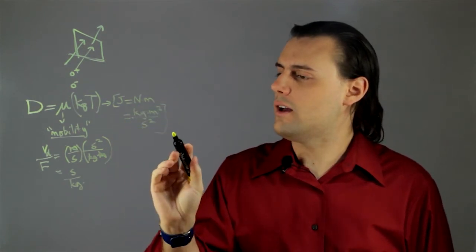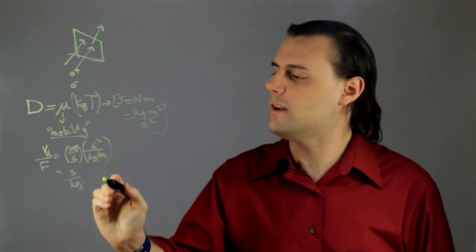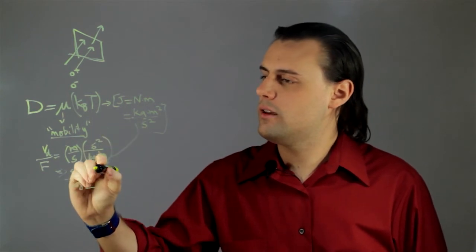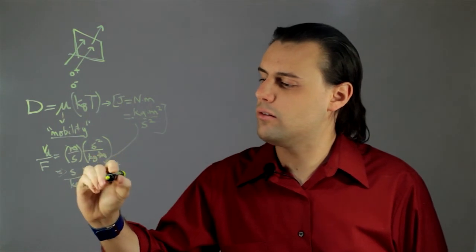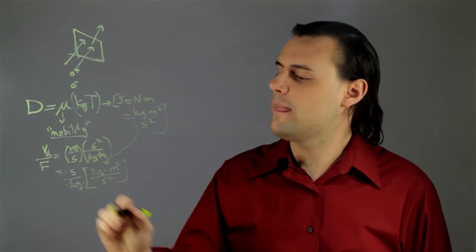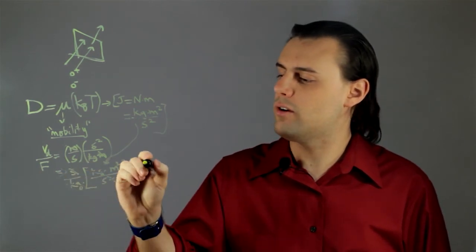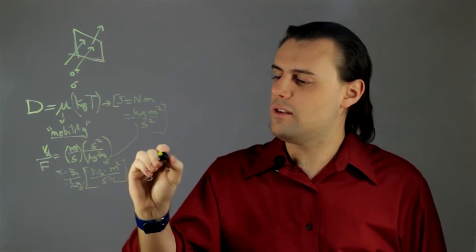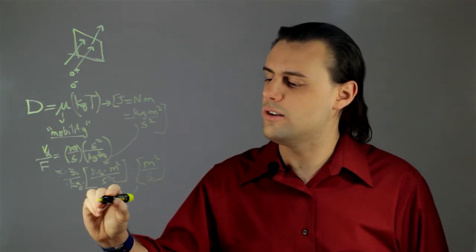And when I multiply this unit with the units of mobility, I can see that the units of mass, the kilograms, will cancel, and the unit of seconds up here cancels with one of these, so I'm left with meters squared per second. So that's the units for diffusion, for the diffusion constant.